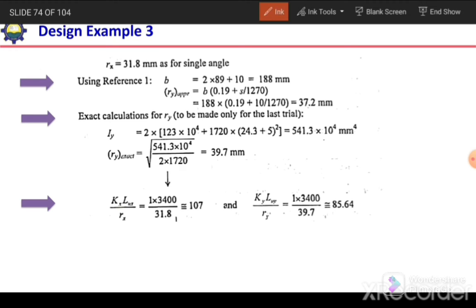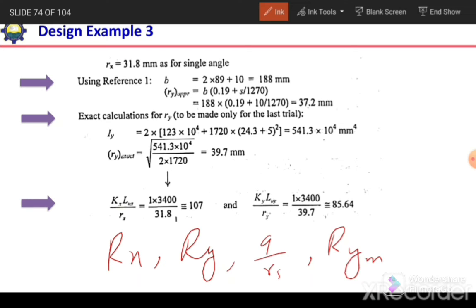Now we again need to perform the global instability check. For that we need to calculate Rx, Ry, A over Ri and Ry modified. So to calculate Rx, we can simply select the Rx value because Rx for a single section will be the same as for the built up section. So we can calculate the slenderness ratio about x-axis, which comes out to be 107.